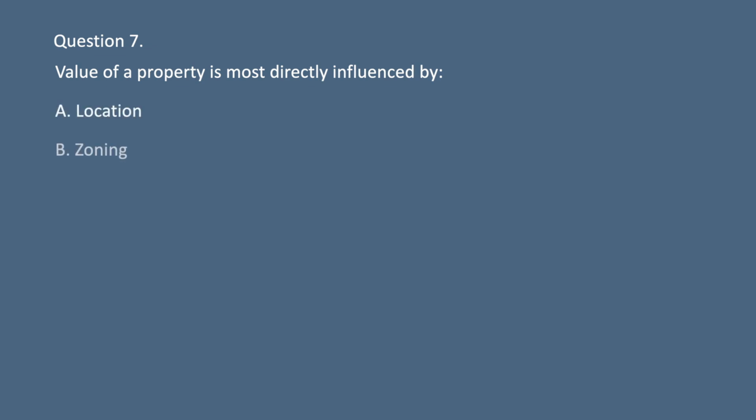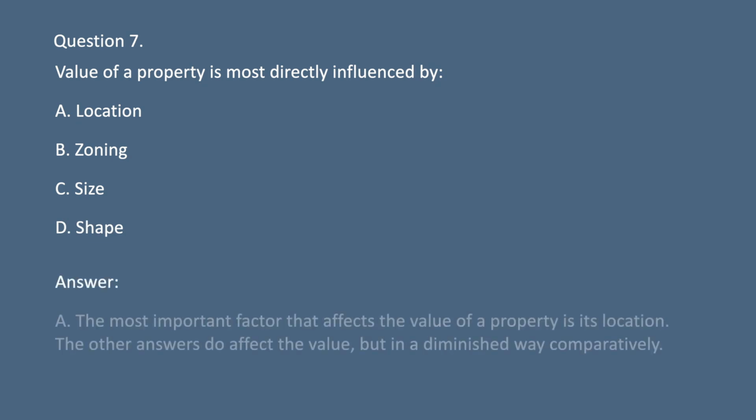Question 7. Value of a property is most directly influenced by A. Location. B. Zoning. C. Size. D. Shape. Answer: A. The most important factor that affects the value of a property is its location. The other answers do affect the value, but in a diminished way comparatively.